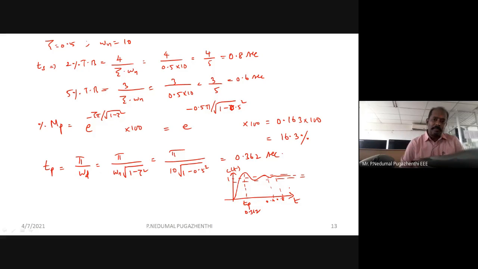Any doubts here? Has anybody verified that percentage peak overshoot, maximum Mp? Hello?